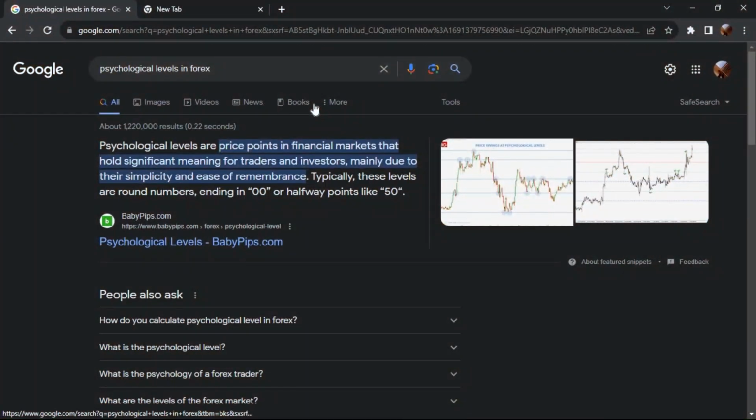If you just Google psychological levels, you see that psychological levels are price points in financial markets that hold significant meaning for traders and investors, mainly due to their simplicity and ease of remembrance. Typically, these levels are round numbers ending in 00 or halfway points like 50.